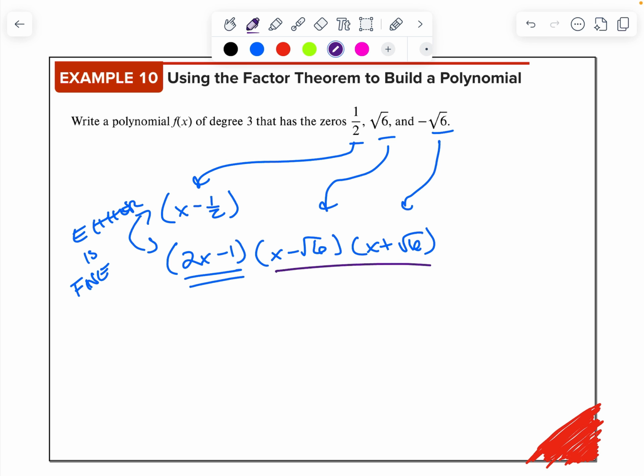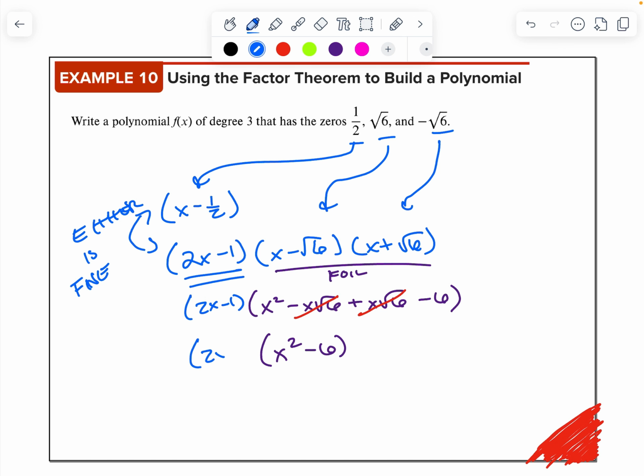I'm going to multiply these 2 items first because it's going to clean up those square roots. So I'm just going to bring down the 2x minus 1. Then I'm going to multiply x minus square root 6, x plus square root 6. I'm going to FOIL that, right? So that would be x squared minus x square root 6 plus x square root 6 minus 6. Square root 6 times square root 6 would just be 6. You can type that in your calculator and figure that out. Notice these middle terms are the exact opposite, so they'll actually go away. And here's what I was talking about. Multiplying those 2 terms first, I end up with just x squared minus 6. That's great.